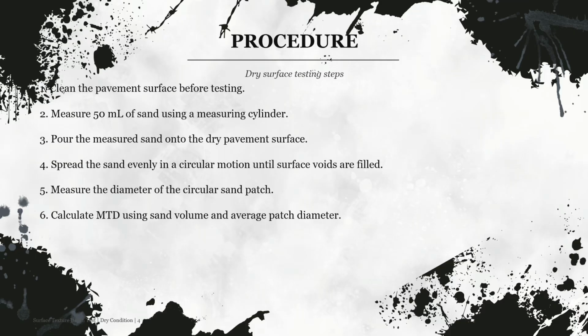For the procedure, first, the pavement surface was cleaned before testing. Next, 15 ml of sand was measured using a measuring cylinder. Then, the sand was poured on the dry pavement surface. After that, the sand was spread evenly in a circular motion using a flat spreading tool until it filled the surface board. The diameter of the circular sand patch was then measured using a ruler. Finally, the mean texture depth was calculated.